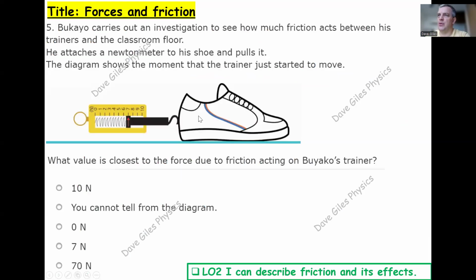So this is another key stage 3 question. Bukayo carries out an investigation to see how much friction acts between his trainers and the classroom floor. He attaches a newton meter to his shoes and pulls it. The diagram shows the moment that the trainer just starts to move. So the trainer's just starting to move. What value is closest to the force due to friction acting on Bukayo's trainer? Okay, so you can see here, it's just starting to move and it's taking 7 newtons. So it is 7 newtons.